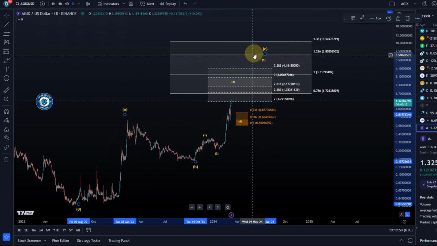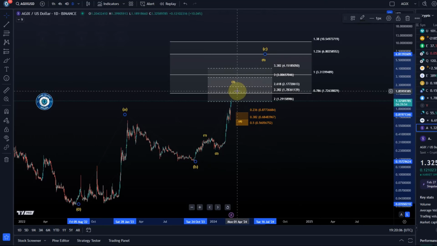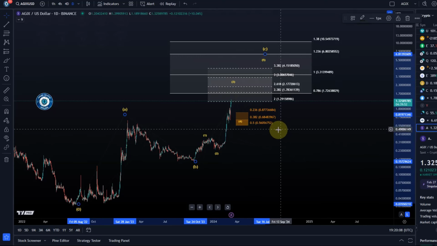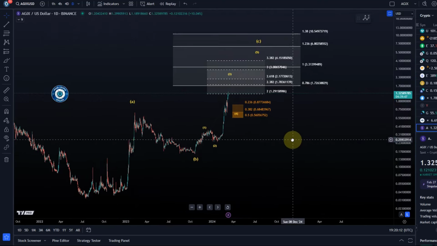They can always extend higher, so even the 1.236 or 1.38 extension levels are not unusual here for AGIX, for example, for a C wave. Also, a C wave should have 5 waves. I only see 3 at the moment. So it should really go higher, at least if we talk about what an ideal structure would look like.